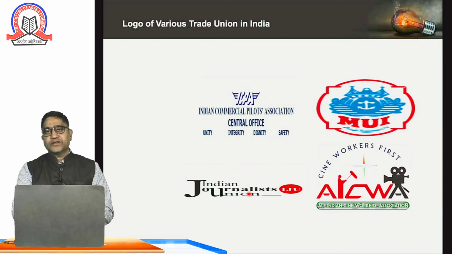You are also aware that journalists also have a union, known as the Indian Journalist Union. Persons like spot boys, makeup artists, dancers, choreographers, and those who provide food for the movies are associated with the union known as All India Cine Workers Association, which may have its offices at Andheri in Mumbai.